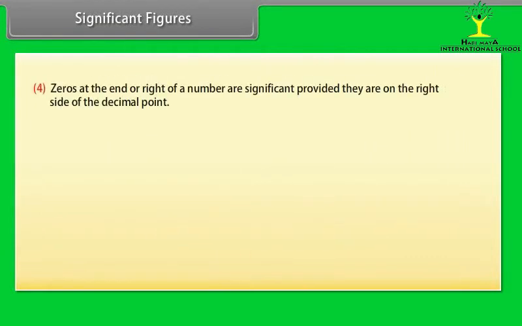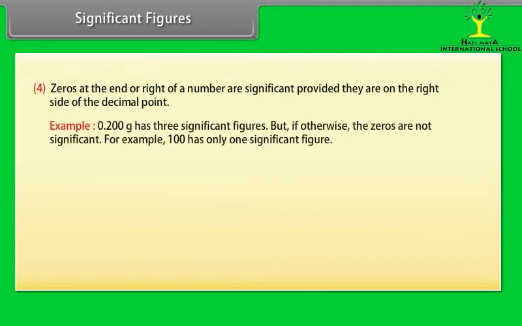Zeros at the end or right of a number are significant provided they are on the right side of the decimal point. Example: 0.200 gram has 3 significant figures. But if otherwise, the zeros are not significant. For example, 100 has only 1 significant figure.